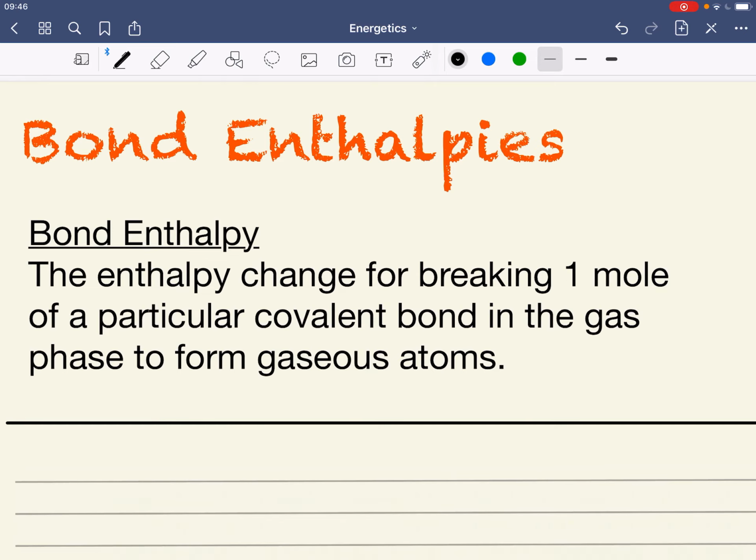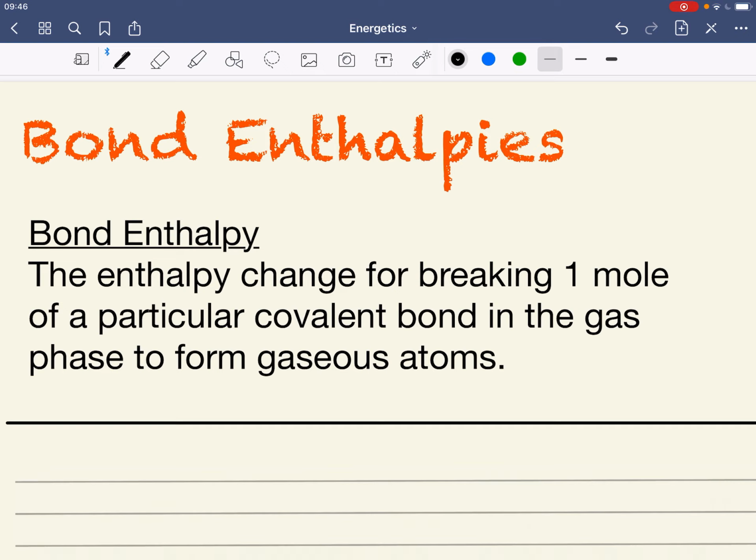Here we look at bond enthalpies. Within the chapter of bond enthalpies, there is a couple of definitions that you should be aware of. What is bond enthalpy? Well, it's the enthalpy change for breaking a mole of a particular covalent bond in the gas phase to form gaseous atoms.